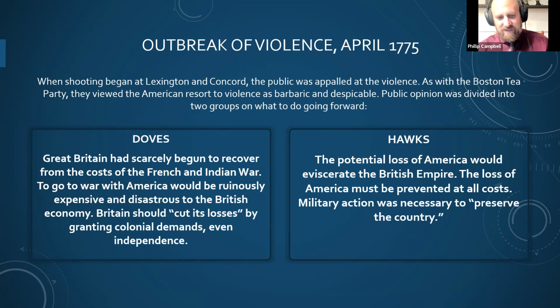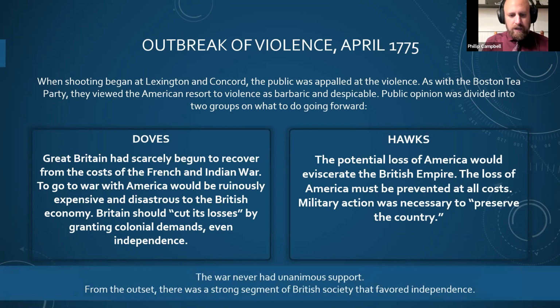The Doves simply said, we are so opposed to violence that we would rather do anything to avoid it. Whereas the Hawks said, we're opposed to violence, but if we need to do it to preserve the empire, so be it. So we can see from the beginning, the war never had unanimous support. From the very outset, from April of 1775, there was a strong segment of British society that favored independence for the colonies. Right from the beginning, there was support in Britain for American independence.